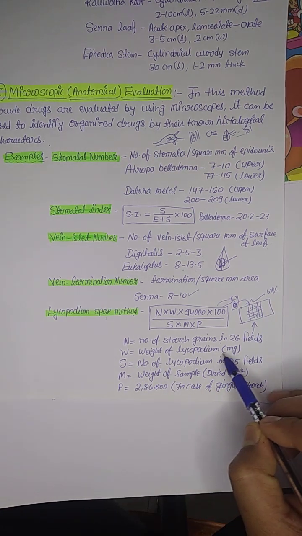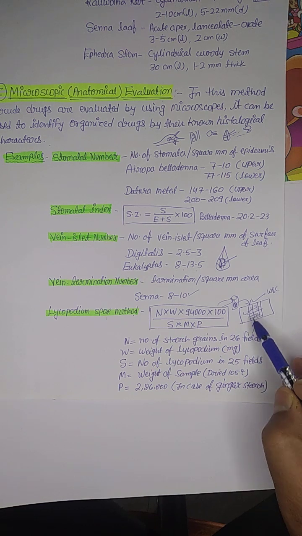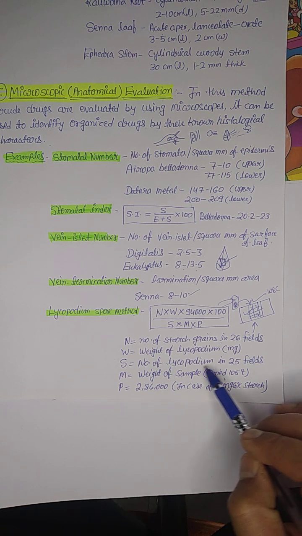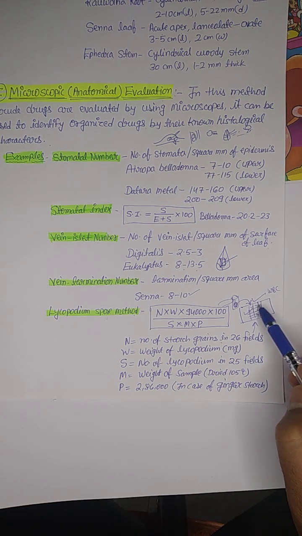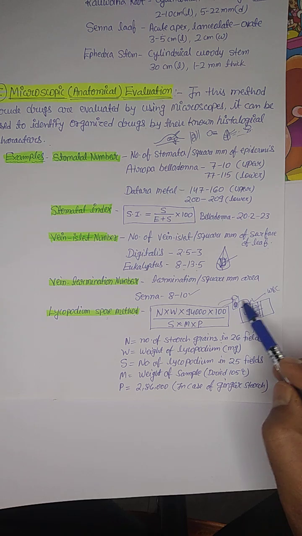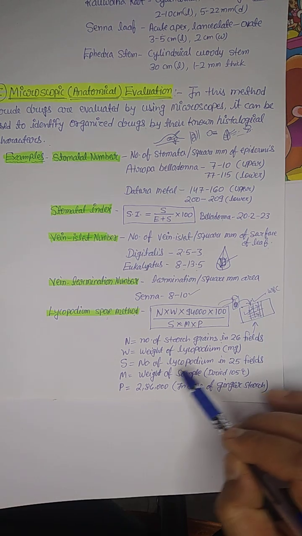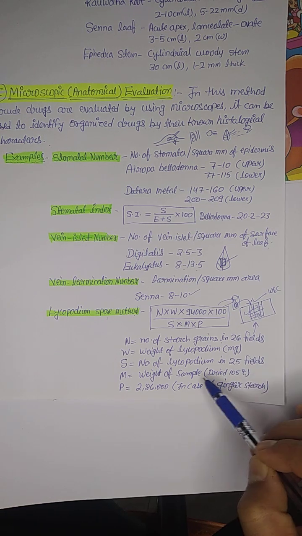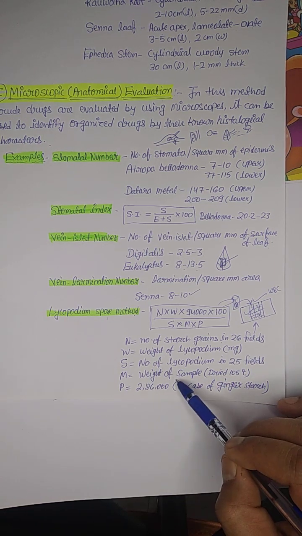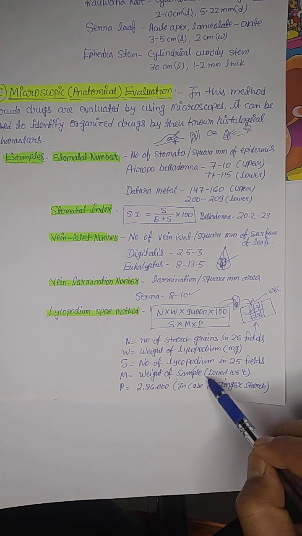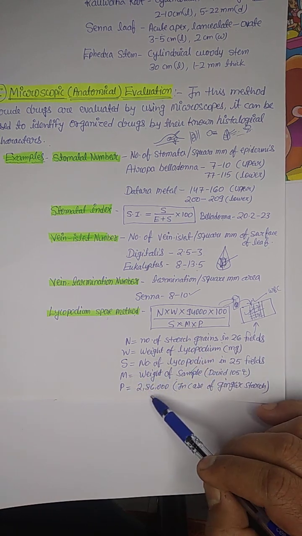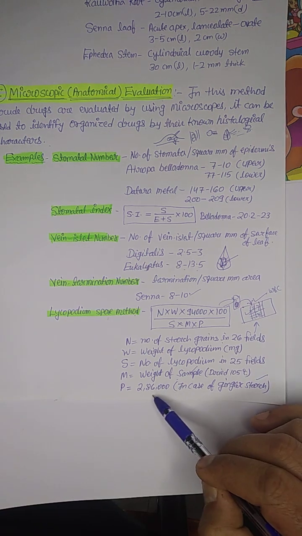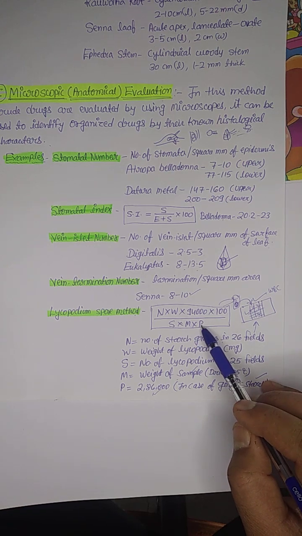Weight of lycopodium in milligram: how much weight you are taking, how many milligrams you take for this suspension. Then the number of lycopodium spores in 25 fields: how many lycopodium spores fall when you add this suspension into the Lumbus chamber. Then the weight of the sample after drying at 105 degrees centigrade, dried sample, not wet one, right? Whichever drug you are taking, that drug weight you write in M, and P is 2,86,000 in case of ginger starch. This value is fixed, so you can put it in place of P.